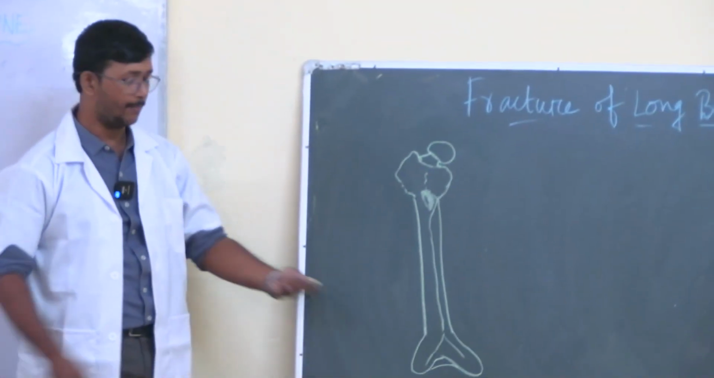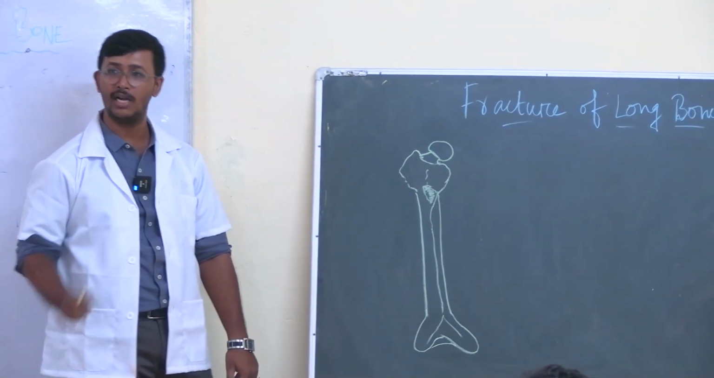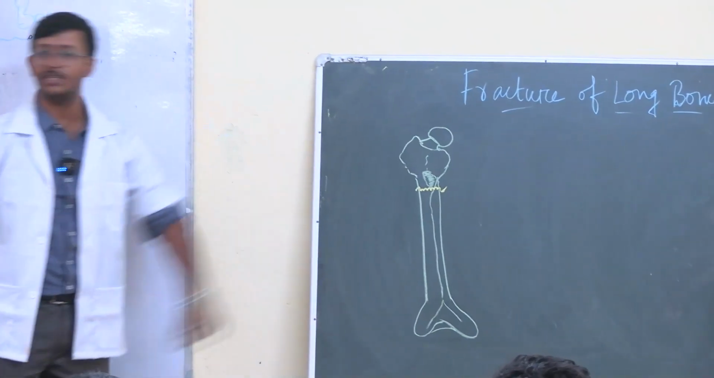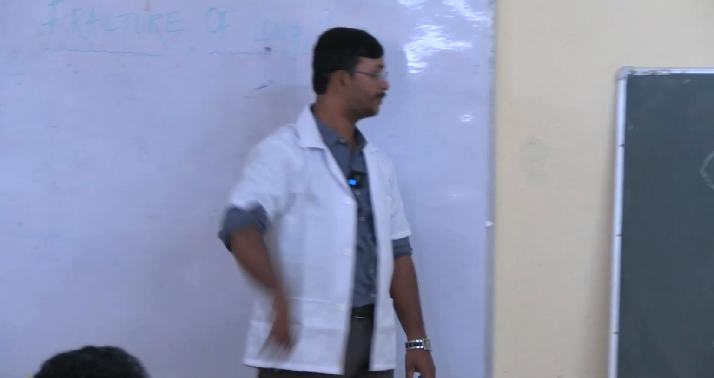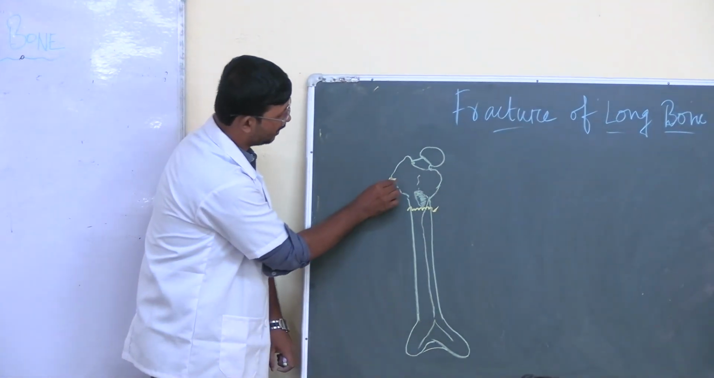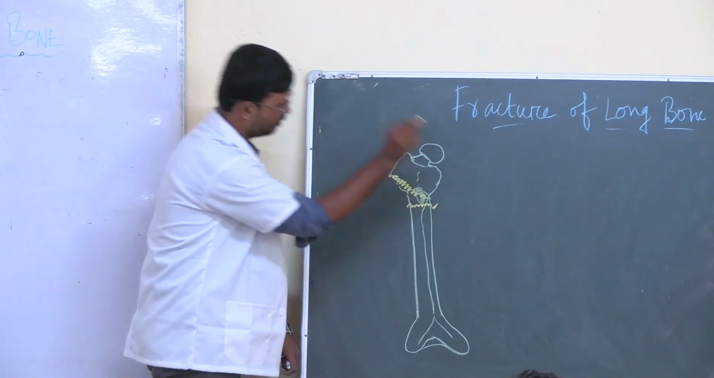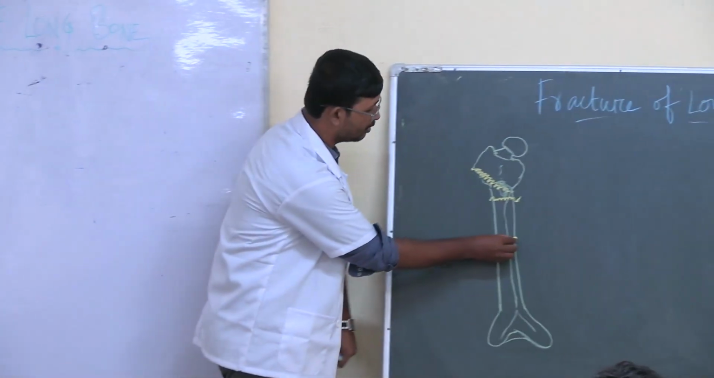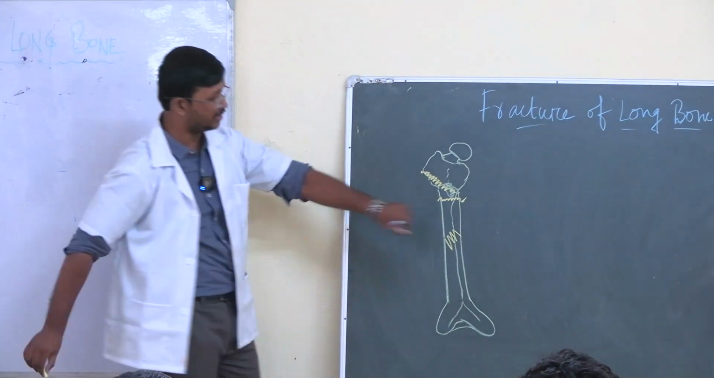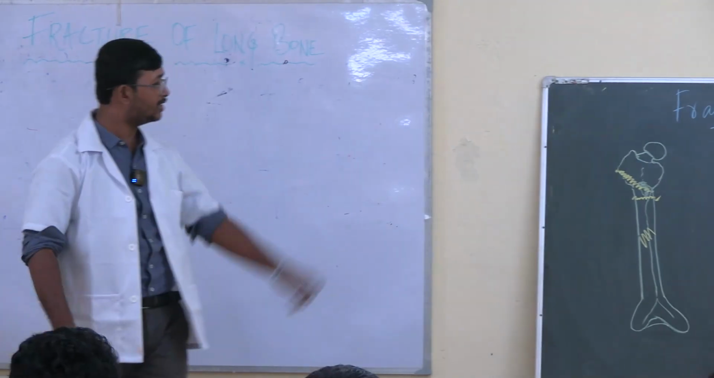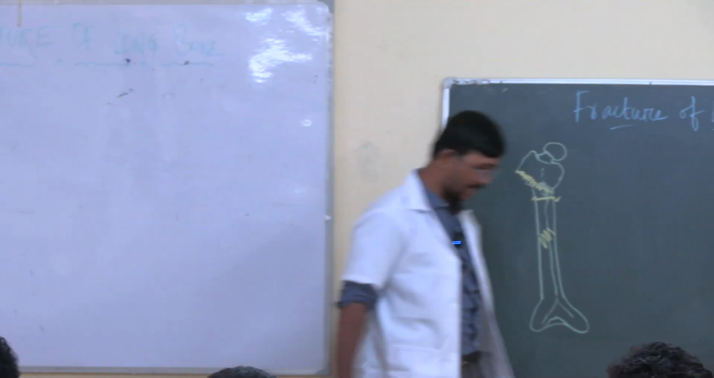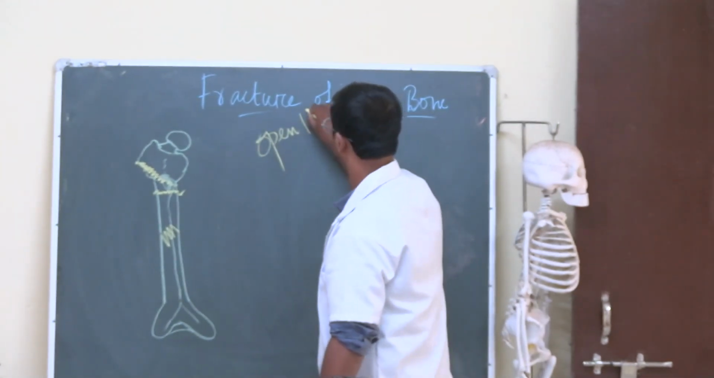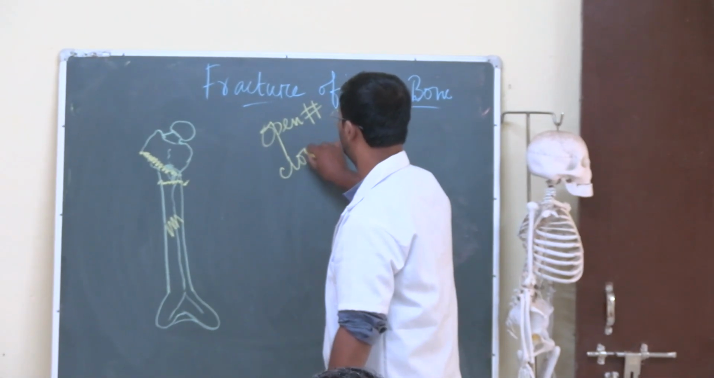So this is a femur. Here you will see that there are certain kinds of fractures. One is your transverse fracture. This is a transverse fracture, directly transected out. This is an oblique fracture. Then there is another type of fracture, that is your spiral fracture. These are the basic types. Now there is another type, that is your open fracture and closed fracture.